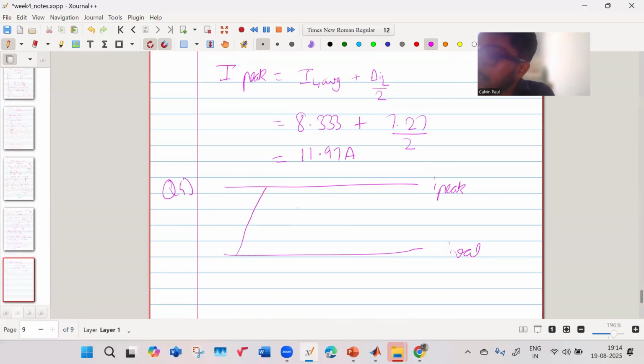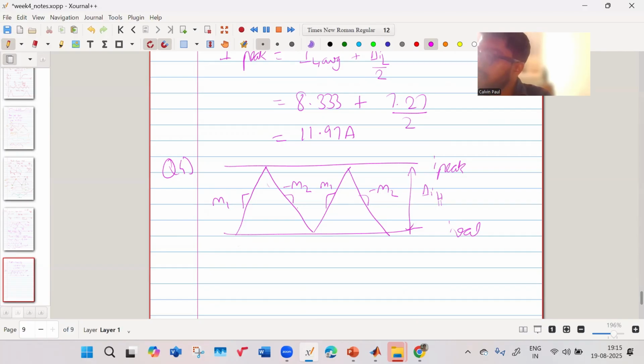For this time, it has a positive slope m1. This time it has a negative slope minus m2. Again it has m1, again it has minus m2. This is your delta IH, and this is your delta IH.